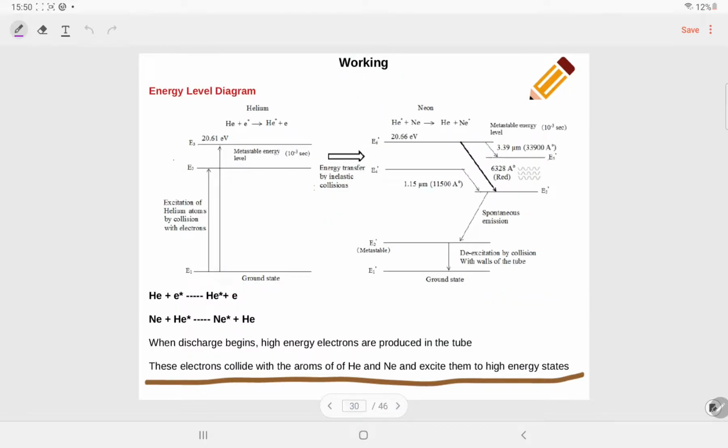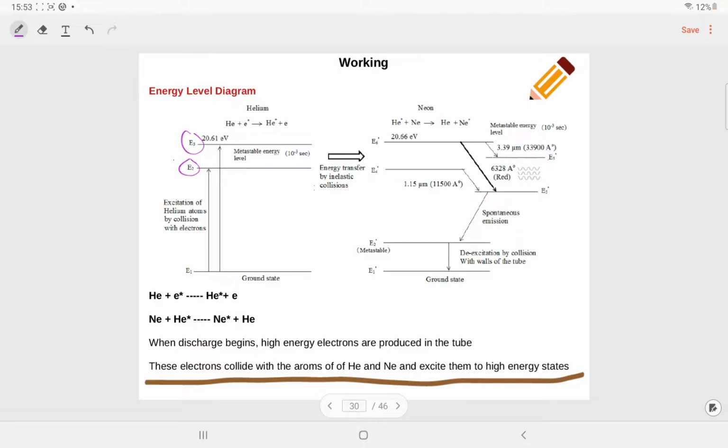Now just see the working of the helium neon laser. This figure shows the energy level diagrams of the helium and neon atoms. The energy levels E2 and E3 are the metastable states of the helium atom. When the high tension power supply is switched on, as we have seen in the construction part, the electrons are released from the atoms, and these electrons are energized due to the potential difference across the cathode and anode terminals. High tension power supply means a high potential difference is there.